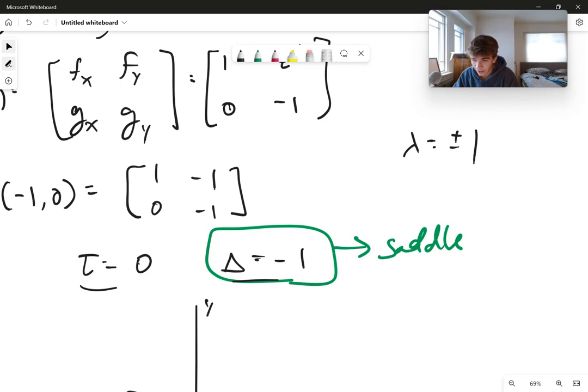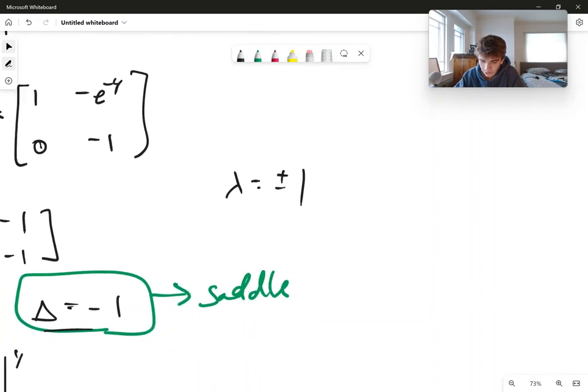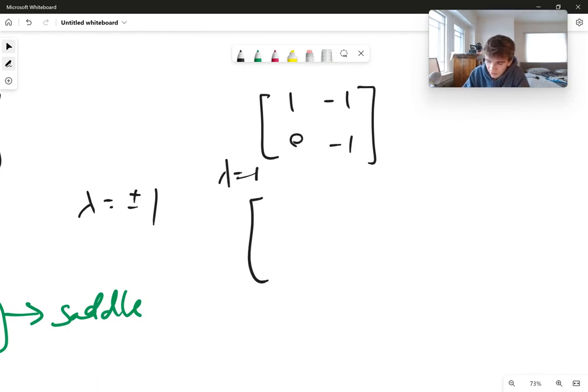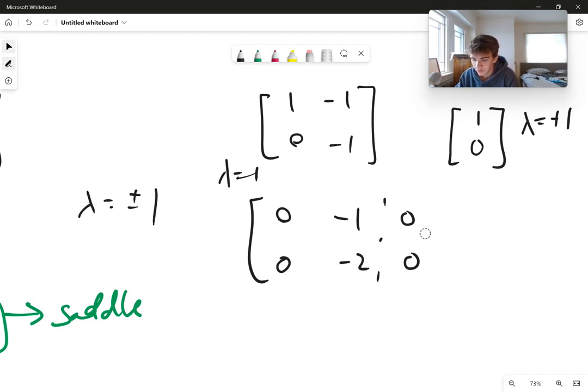And then the corresponding eigenvectors, we can do that real quick. We have 1, negative 1, negative 1, 0. To solve for, let's set lambda equal to 1, we're going to have 0, negative 1, 0, 0, negative 2, 0. So we're going to have an eigenvector of 1, 0 for lambda equal to positive 1. This is just linear algebra, solving for eigenvectors and eigenvalues, so I'm not going to cover how to do this. I'm just doing it here because I didn't prepare it beforehand.